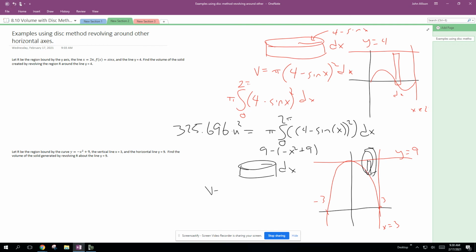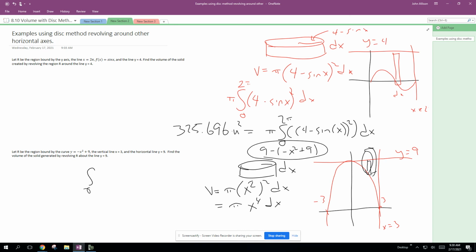I'm going to find the volume of one of those cross sections. That's going to be pi times the radius. Let's go ahead and clean this up, because 9 minus negative x squared makes 9 plus x squared, and then minus 9 makes the 9's cancel. This just gives me x squared, squared, or x to the 4th, times dx. And so the volume is pi times x to the 4th dx. I'm going to integrate that from x equals 0 to 3.